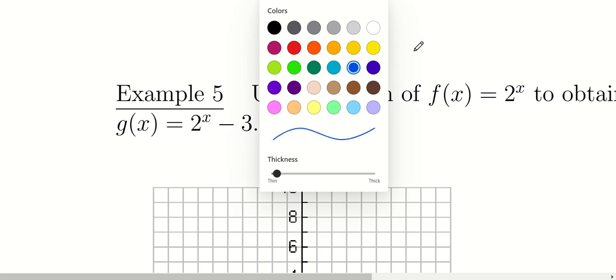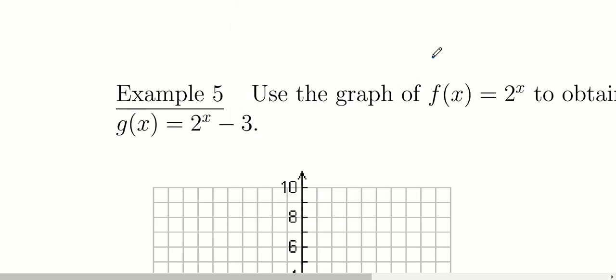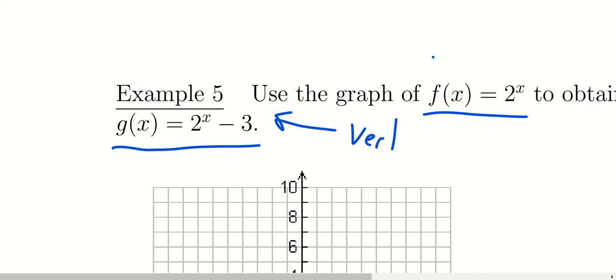Let's take a look at another one. Here we want to use the parent graph of 2 to the x to graph g of x, which is 2 to the x minus 3. We see that we're subtracting 3 on the outside of the function, so that's going to be a vertical shift. And it's going to go down 3 units.